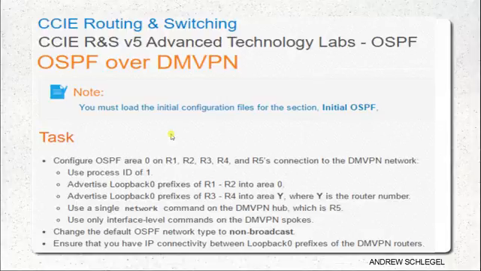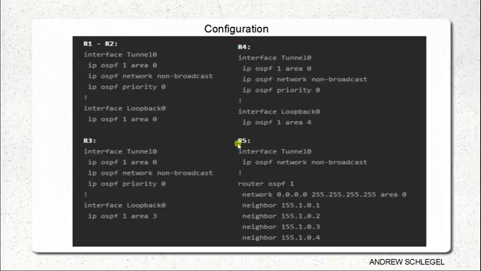This is a real CCIE routing and switching lab. This is an advanced technology lab. The good news is I'm giving you these configurations and I'm giving you the steps. So you'll read through these and you'll follow the steps. Basically this is like pseudocode of what you have to enter. You of course have to be at the right config prompt and such. But this is what you want to enter on each router.